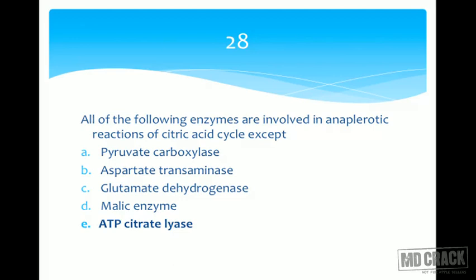Malic enzyme converts malate to pyruvate, whereas ATP citrate lyase is a cytosolic enzyme which uses ATP to cleave citrate to release acetyl-CoA and oxaloacetate. But remember, ATP citrate lyase is happening in the cytosol and not in the mitochondria, and we needed replenishment there. Anaplerotic reactions are the filling up reactions which fill up the used up substrates. So the filling up will not take place in anaplerotic reactions. So ATP citrate lyase is the right answer.